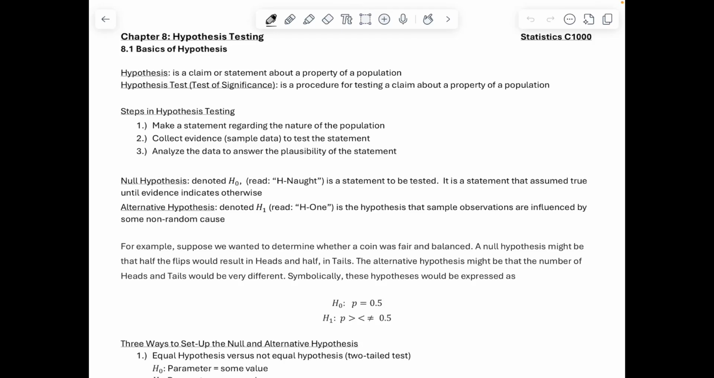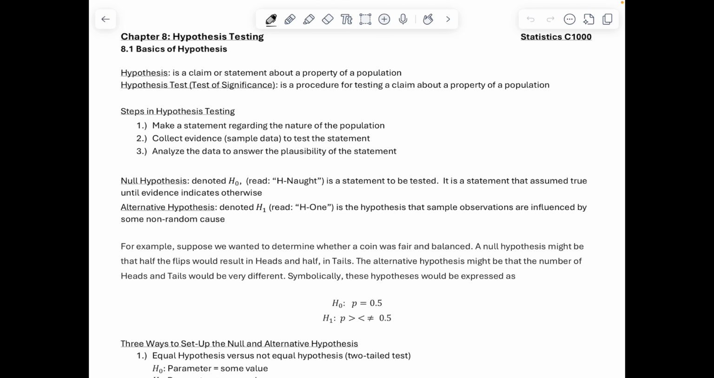This is the part 1 video for chapter 8. Chapter 8 is on hypothesis testing. 8.1 is basics of hypothesis. And the next few chapters, actually the rest of the semester almost for us, will have hypothesis testing in it. So getting this core concept in chapter 8 is really important.